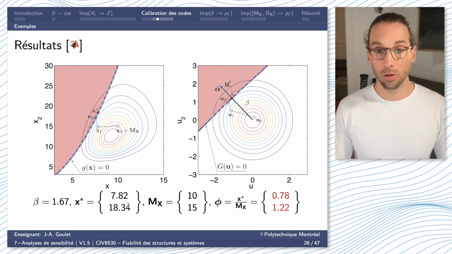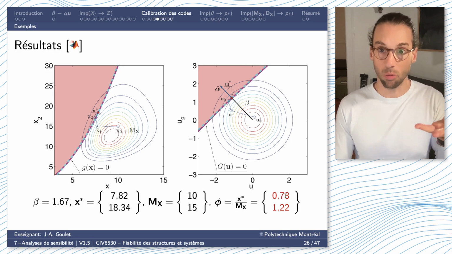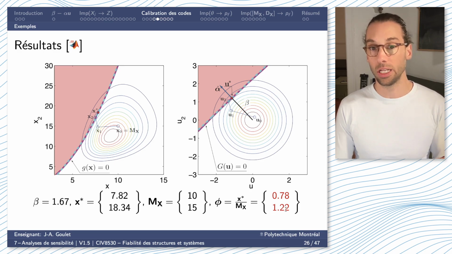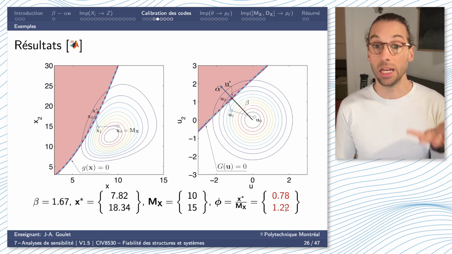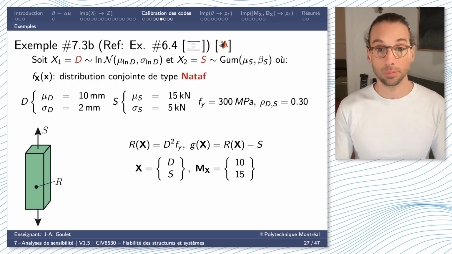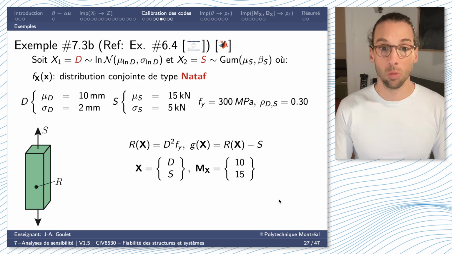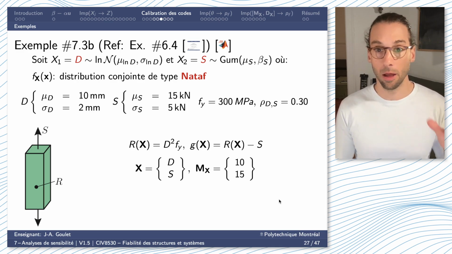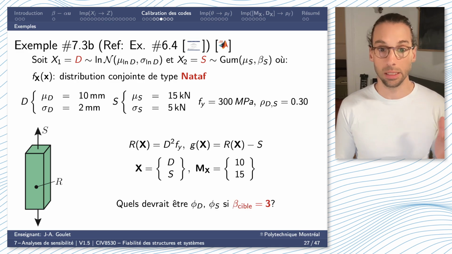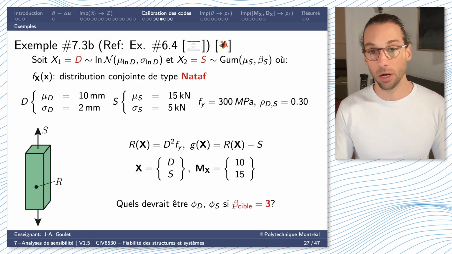The x star corresponding to the design point in the original space is 7.82, and 18.34 for my second variable. If I divide that x star by my original mean, I get coefficients 0.78 for my dimension, so I effectively weighted it down, and 1.22 for my solicitation, which I effectively weighted up. Okay, perfect. So this is a case where we had a target beta of 1.60 something. What happens if our target beta is 3?